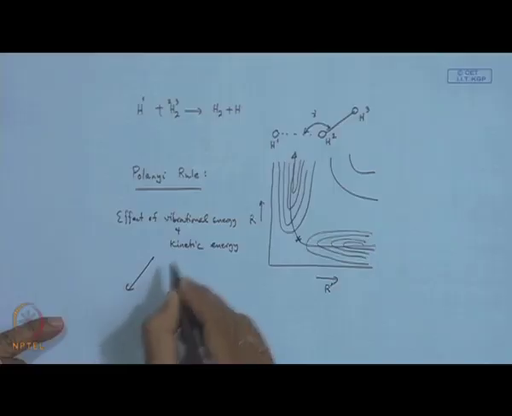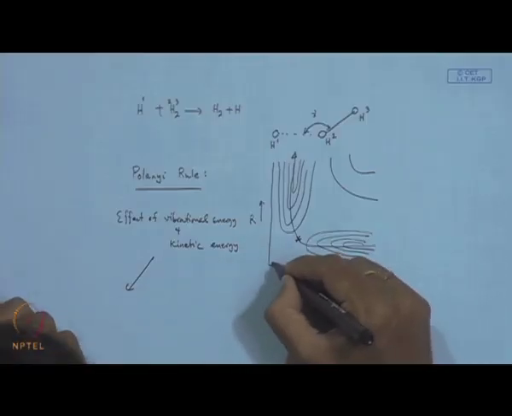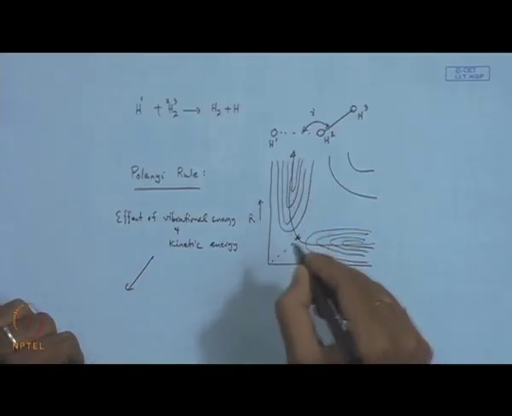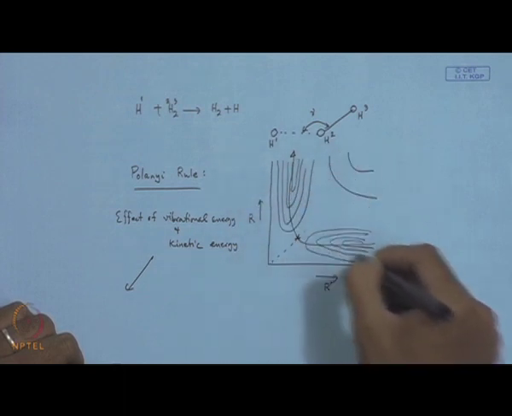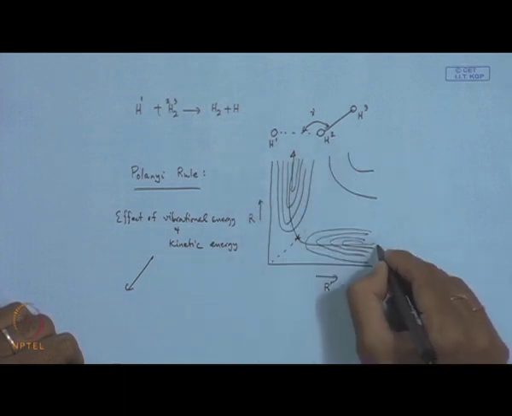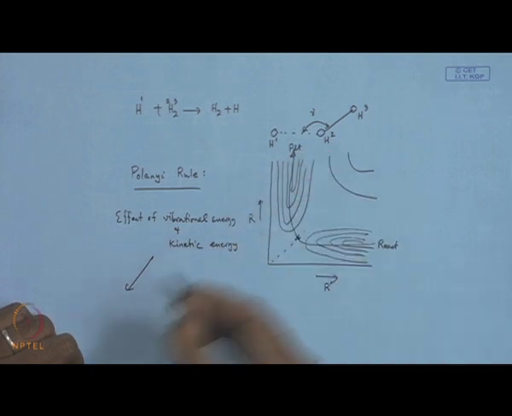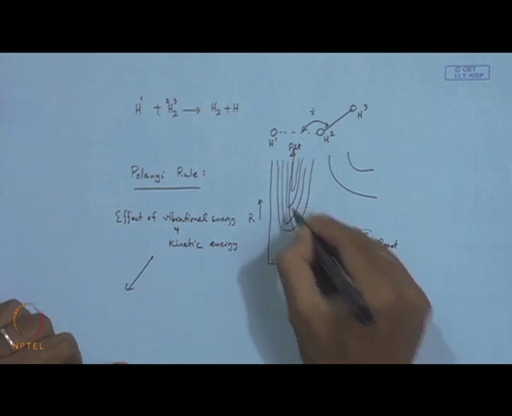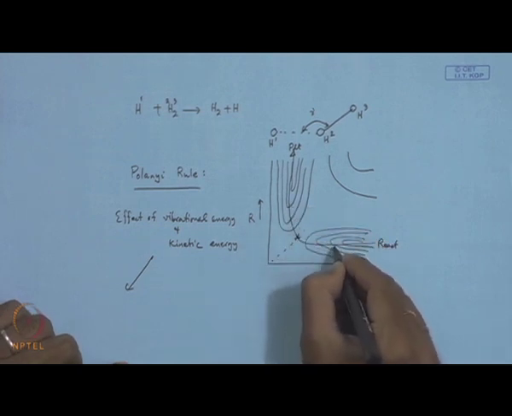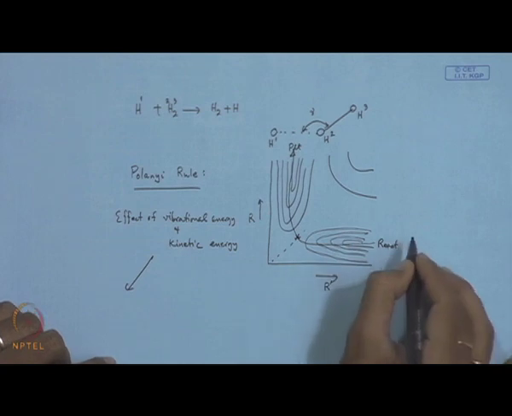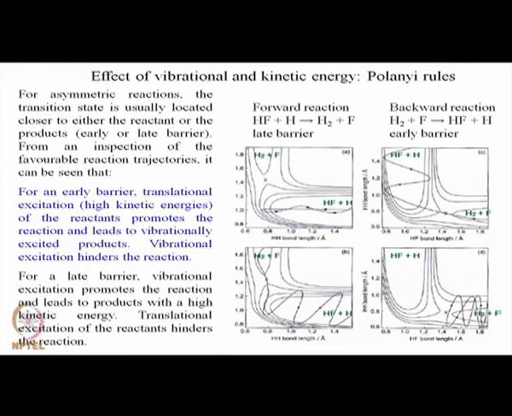So the case is, if it is not a symmetric reaction, your transition state is not symmetrically distributed between the reactant side and product side. Either it will come close to this side or maybe it will go to this side. So, for an asymmetric reaction, the transition state is usually located closer either to the reactant or product side.